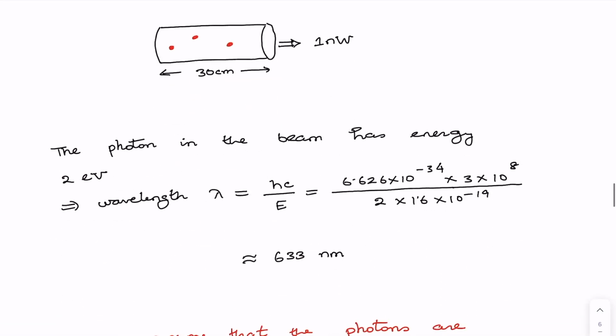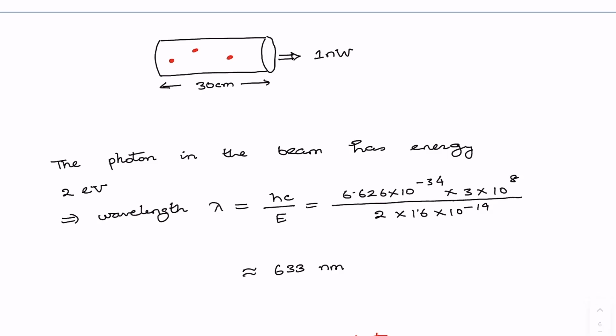So if we now have a beam segment of length 30 centimeter, on the average it's going to contain 3 photons. Note that the 2 electron volt light beam that we are considering corresponds to a beam of light at 633 nanometer wavelength. Let me explain. The photon in the beam has energy 2 electron volt, so wavelength is going to be hc by E, right? I hope you know this formula, that energy is equal to hc divided by lambda.